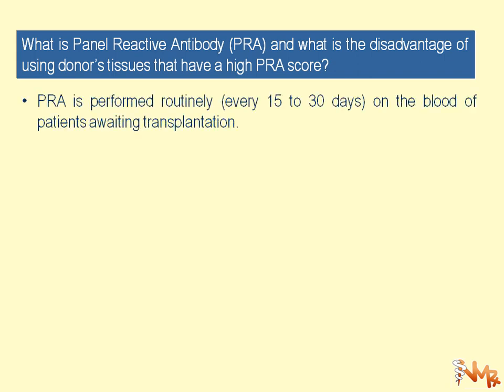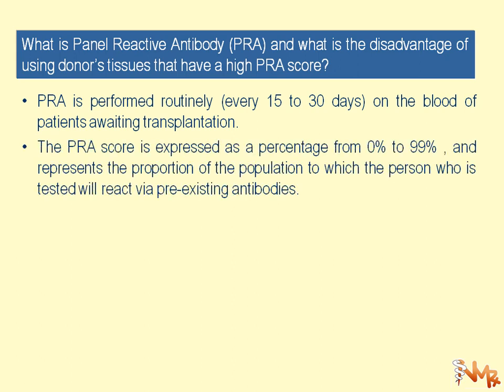PRA is performed routinely every 15 to 30 days on blood of patients who are awaiting transplantation. The PRA score is expressed as a percentage from 0 to 99 and represents the proportion of the population to which the person who is tested will react via pre-existing antibodies.